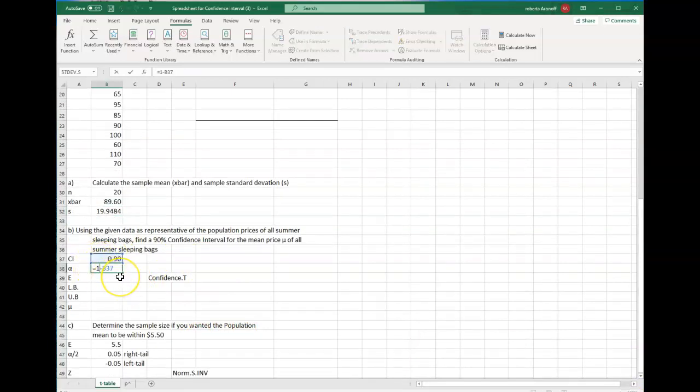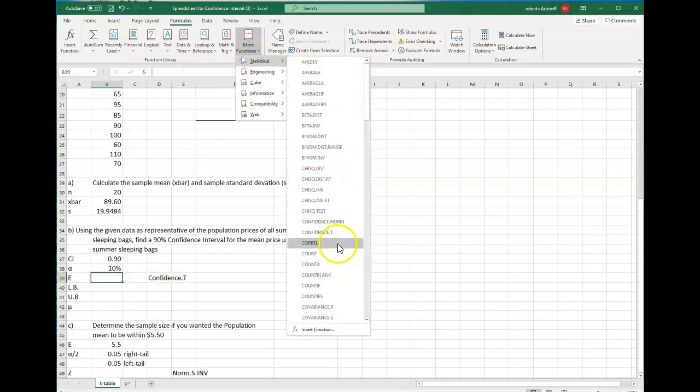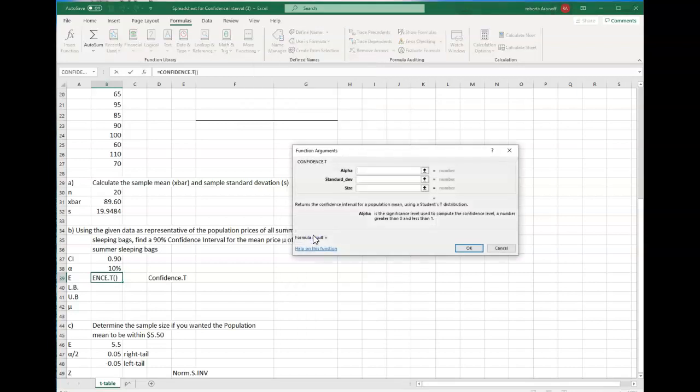Now that we have the basic information, we're able to create our 90% confidence interval. The alpha is 1 minus the 90%, which is divided between the left tail and the right tail. To get the margin of error, we go to our formulas for confidence.t. So we go to more functions, statistical, confidence. Confidence.norm is if we have the population standard deviation. Since we have the sample standard deviation, we use confidence.t.